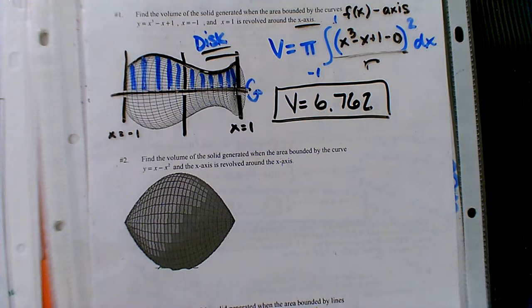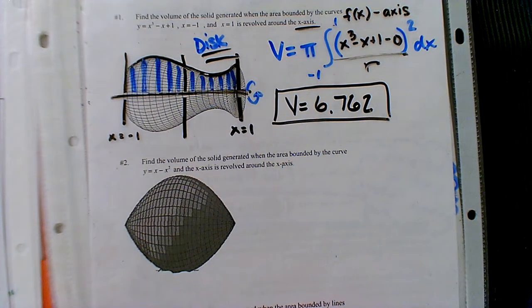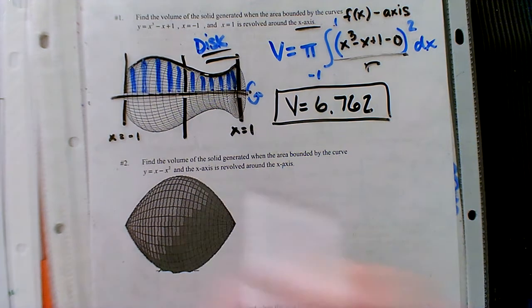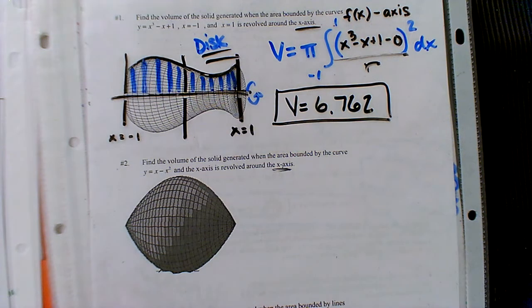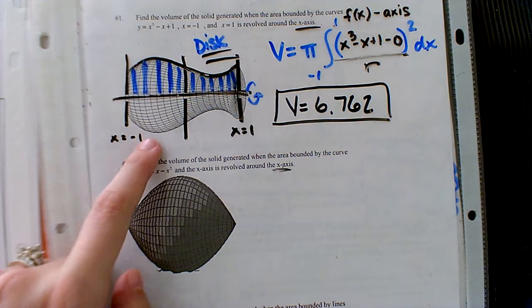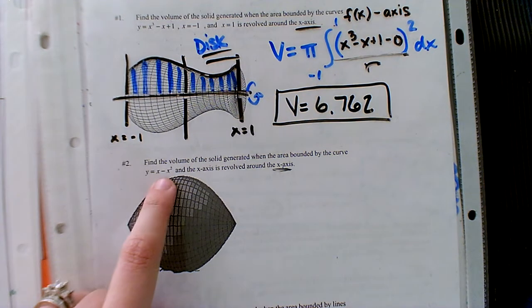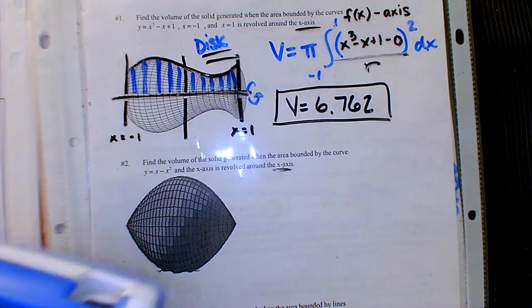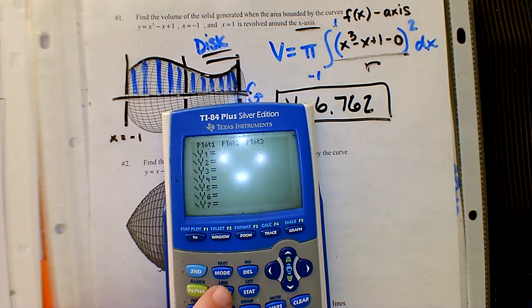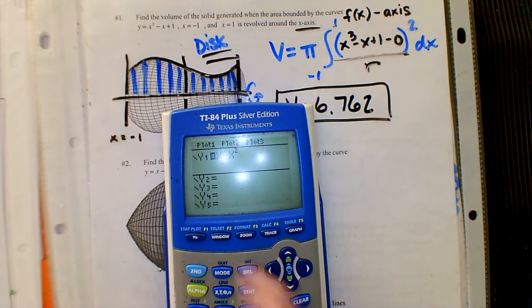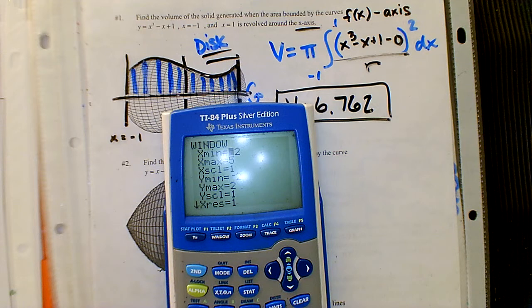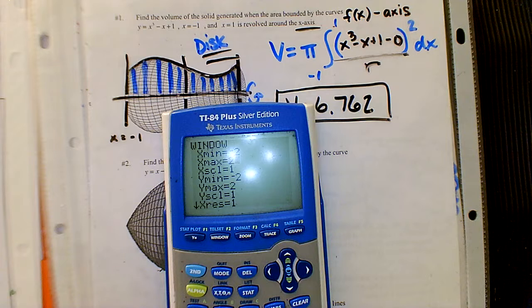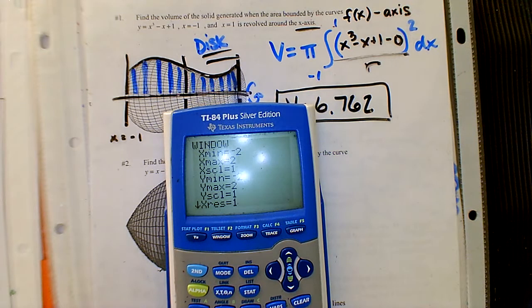All right, let's try the next one. Find the volume of the solid generated when the area bounded by this curve and the x-axis is revolved around the x-axis. Now, there's not exactly a coordinate system on this shape like there was for the last one. So let's go ahead and graph this function to figure out where our coordinates should be drawn. So let's go to y equals, and we'll type in x minus x squared. And I'll just do -2 to +2 for now. We can always change it if we have to.